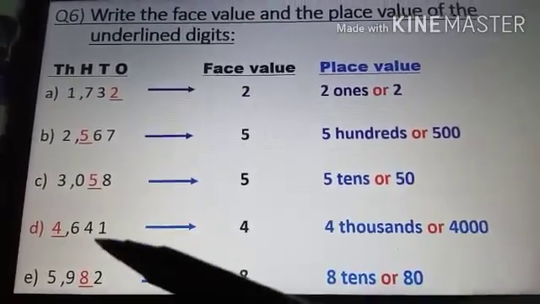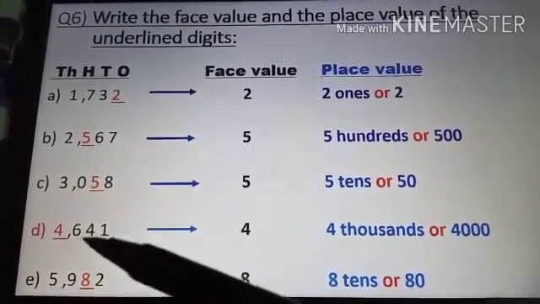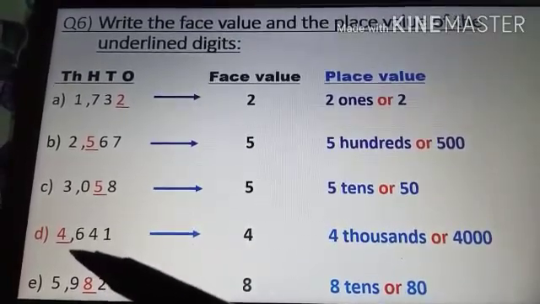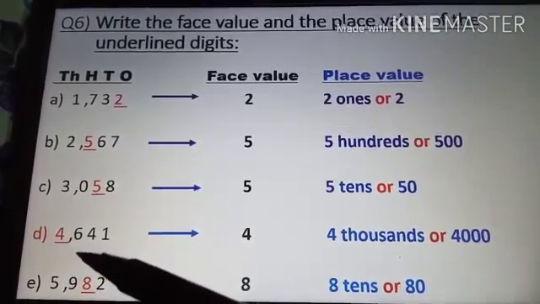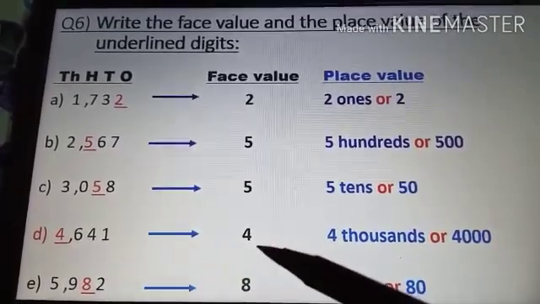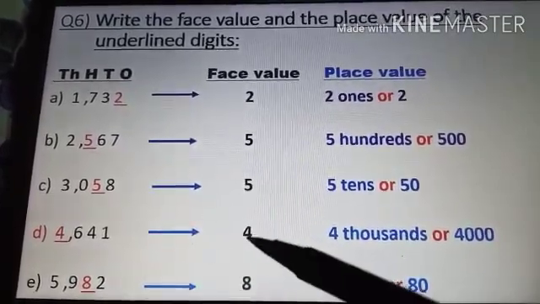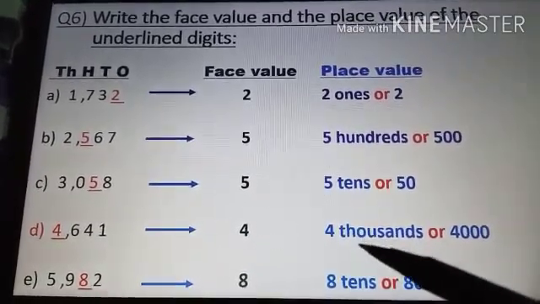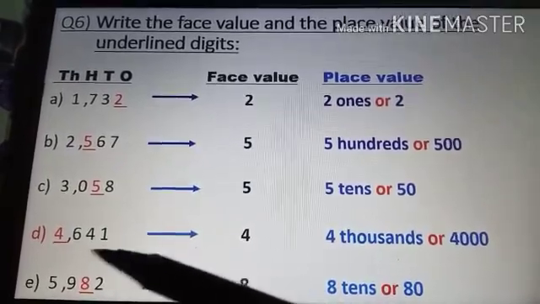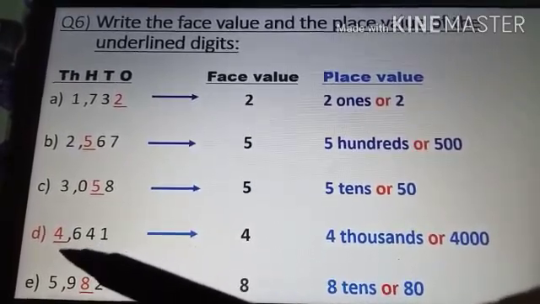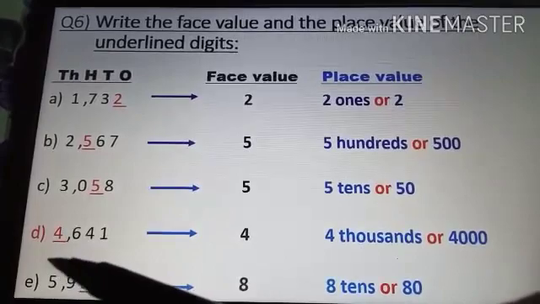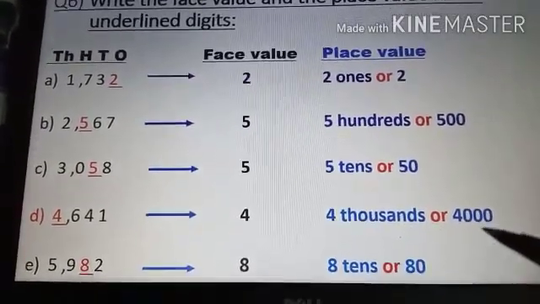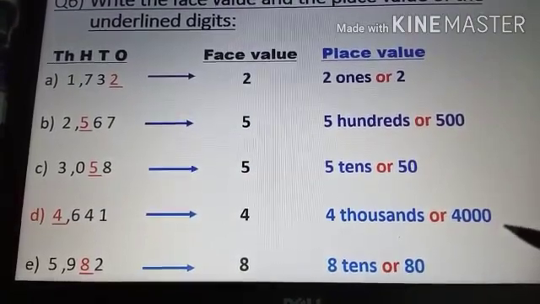Yes. Now here in this number 4641, which digit is underlined? That is digit 4. So the face value will be the same, 4, 4. Okay. To get the place value, we need to go through the place value chart. So read it: ones, tens, hundreds, thousands. So it is your 4000s. So you will write here 4000s, or in the numeric form you will write 4000.